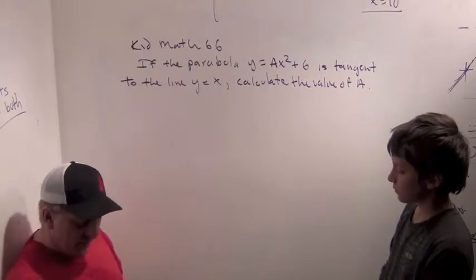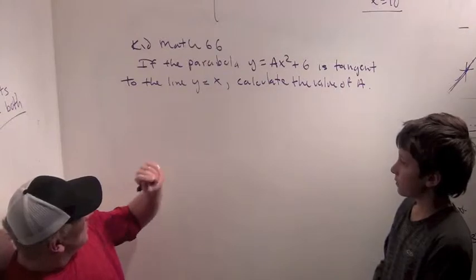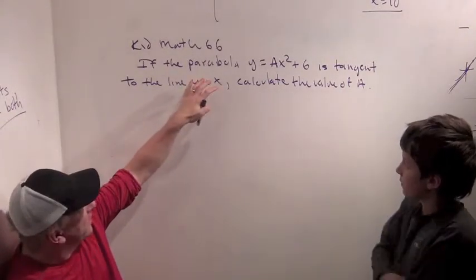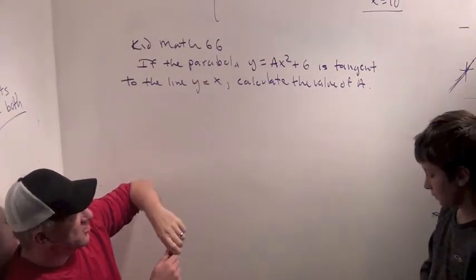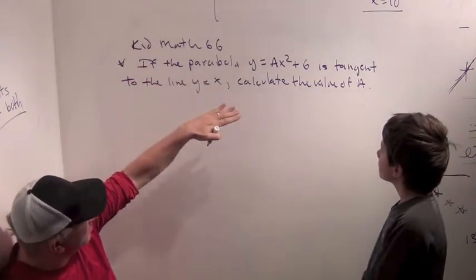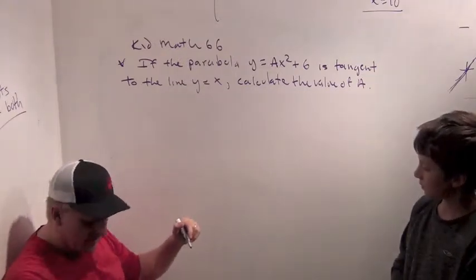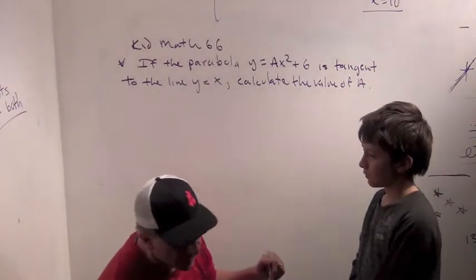I was thinking about doing a video about a line being tangent to a parabola. And then I looked in your book, and this is the very last problem in the chapter. It's a star, so it's an extra hard problem. It says, if the parabola y equals ax squared plus 6 is tangent to the line y equals x, then calculate the value of a.